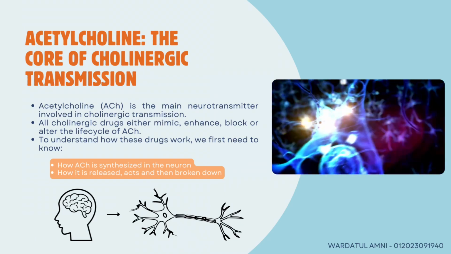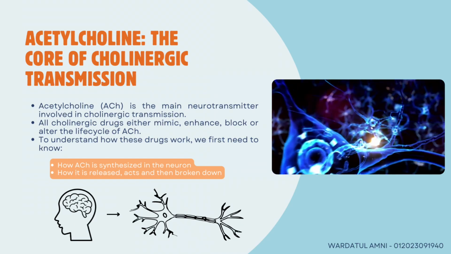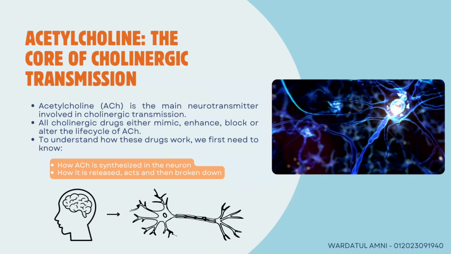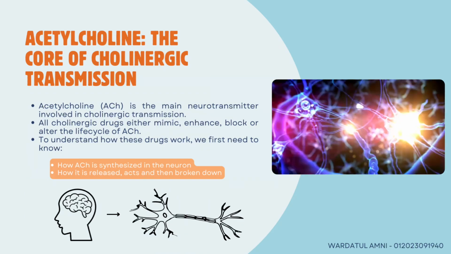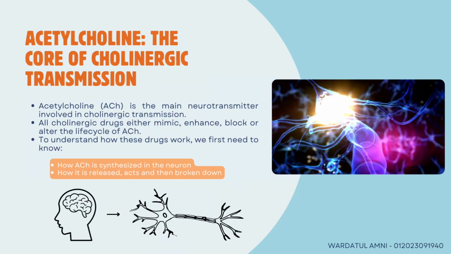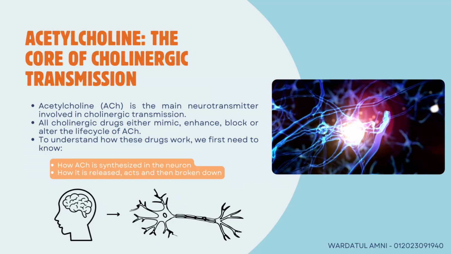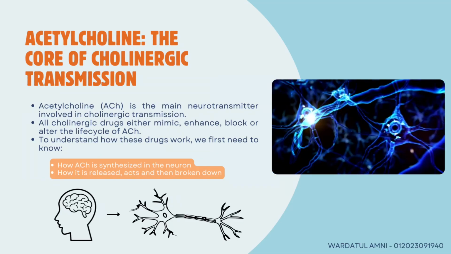Acetylcholine is one of the most important neurotransmitters in our body. It helps transmit signals in both of the nervous systems, which is the central nervous system, like the brain and spinal cord, and the peripheral nervous system, especially in muscle and glands. It plays a role in learning, memory, attention, and muscle control.